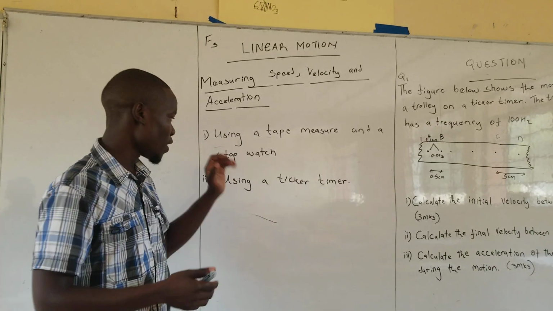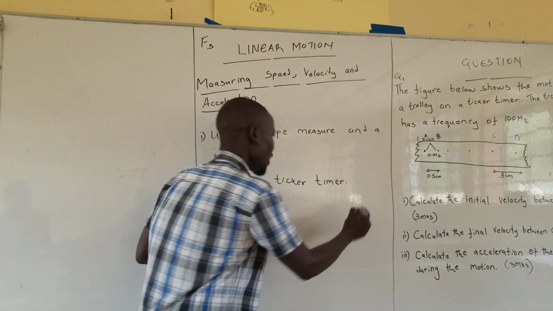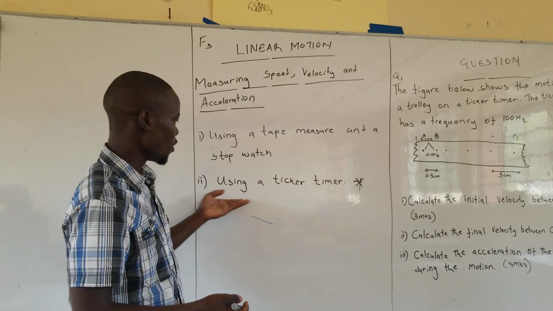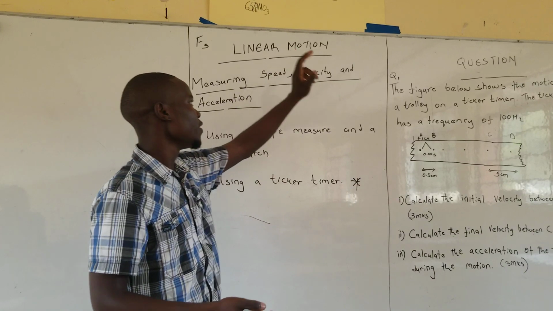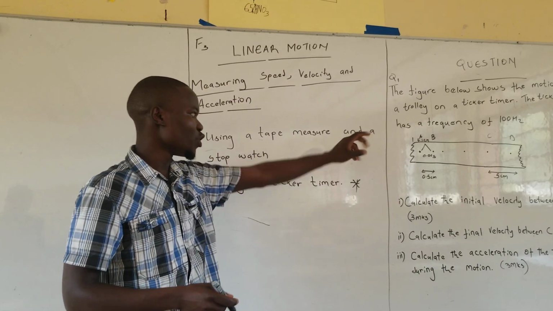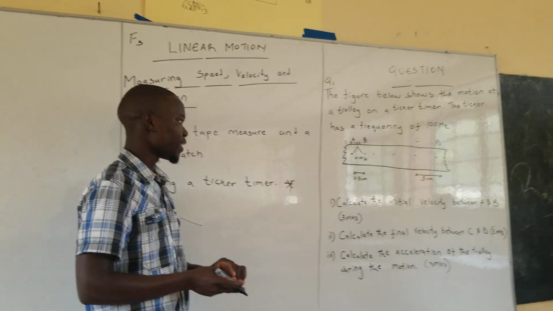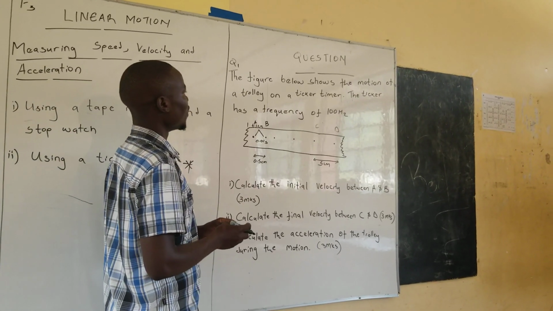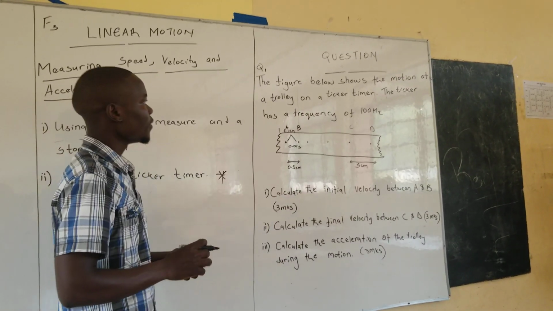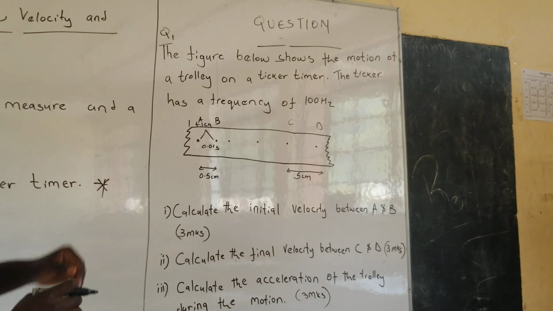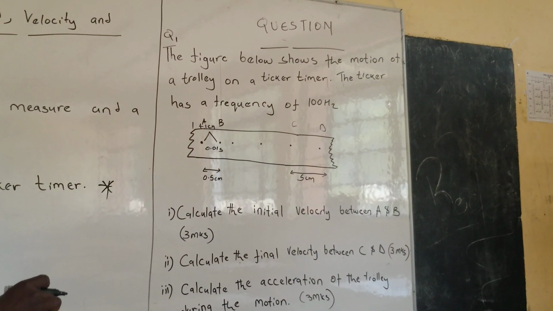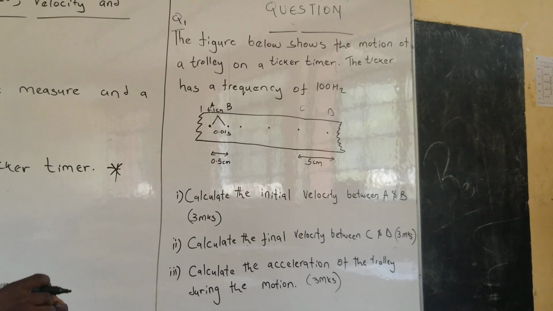The second one that I want us to put much attention at during this lesson is using a ticker timer. We want to use a ticker timer to measure speed, velocity and acceleration. And I want us to use this question here to understand how we can calculate some questions under ticker timer. The question reads: the figure below shows the motion of a trolley on a ticker timer. The ticker has a frequency of 100 Hz.